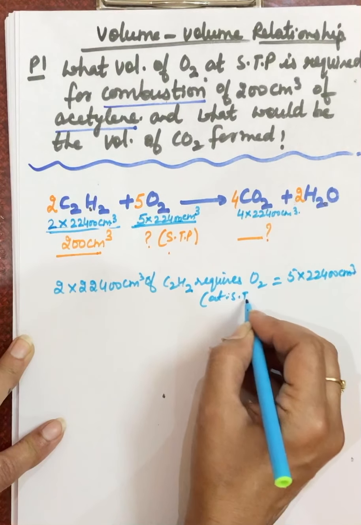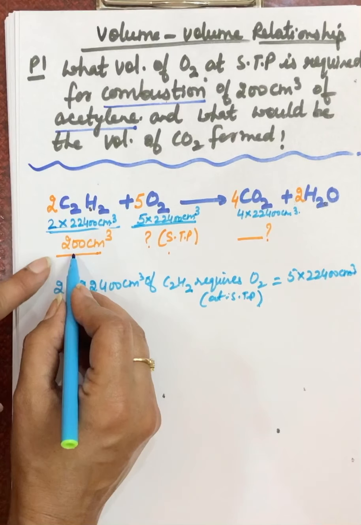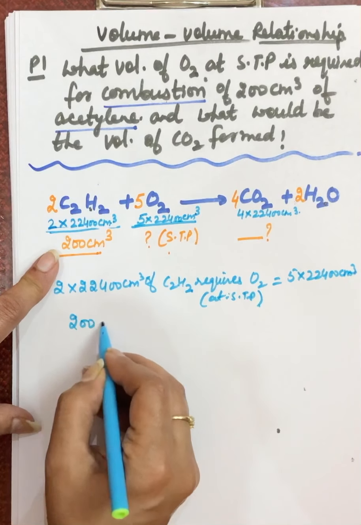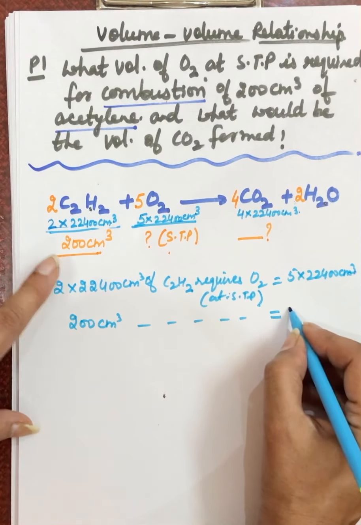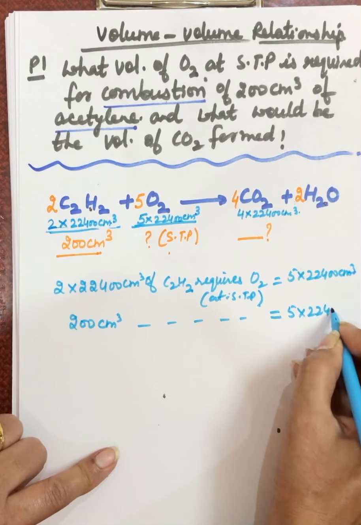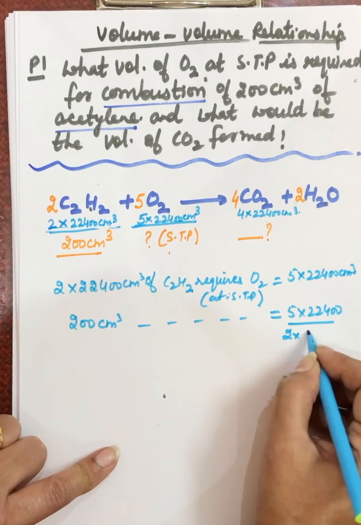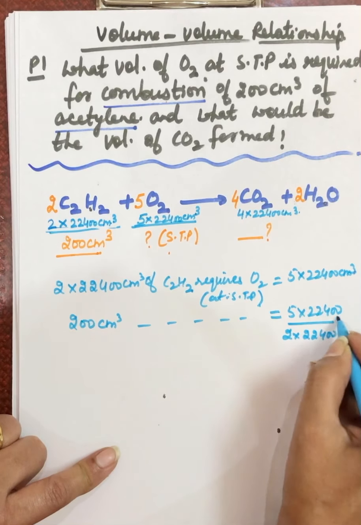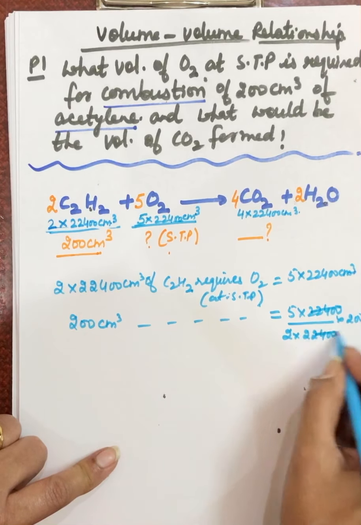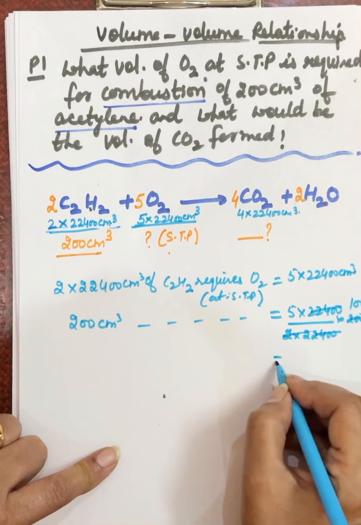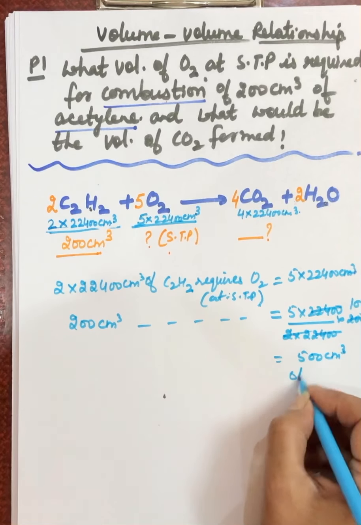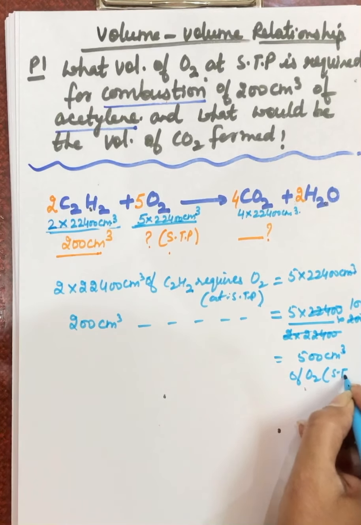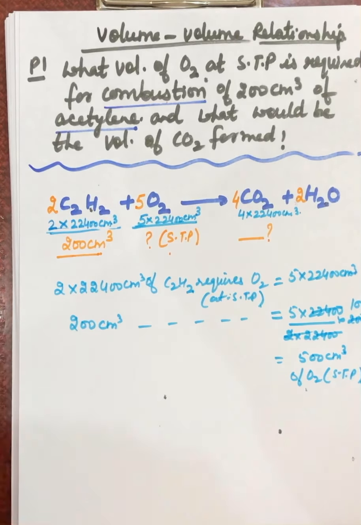But we are burning how much of acetylene? 200 centimeter cube. For this much, how much oxygen is required? 5 into 22400 upon this into 200. So this comes out to be equal to how much? 500 centimeter cube of oxygen at STP. This is required. So one part we have solved.